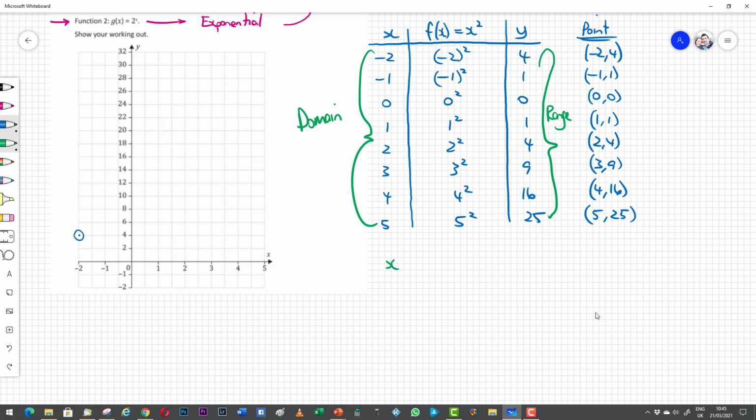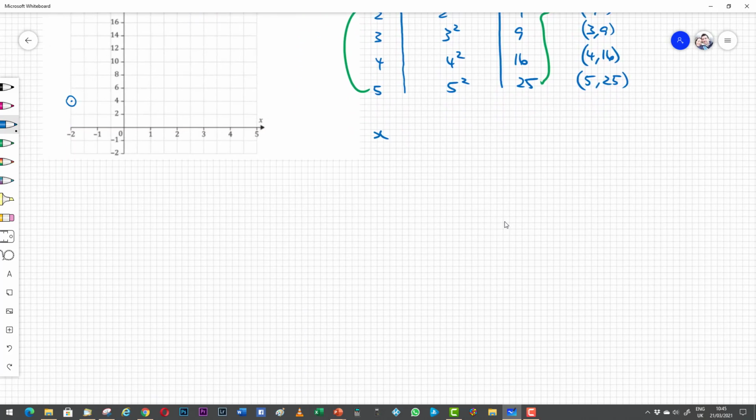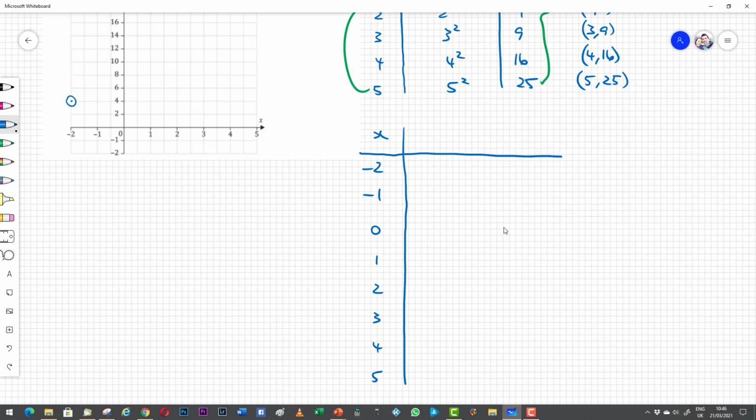So again, I'm going to put in, let's stick to a blue pen, x values from -2 as far as 5. So -2, -1, 0, 1, 2, 3, 4, and 5. I'll just have a table drawn out like this. g of x, remember, is the function 2 to the power of x. So the inputs are actually going to go in for the power in this function. And then the y values are going to be the outputs, and then we'll pair them together as points.